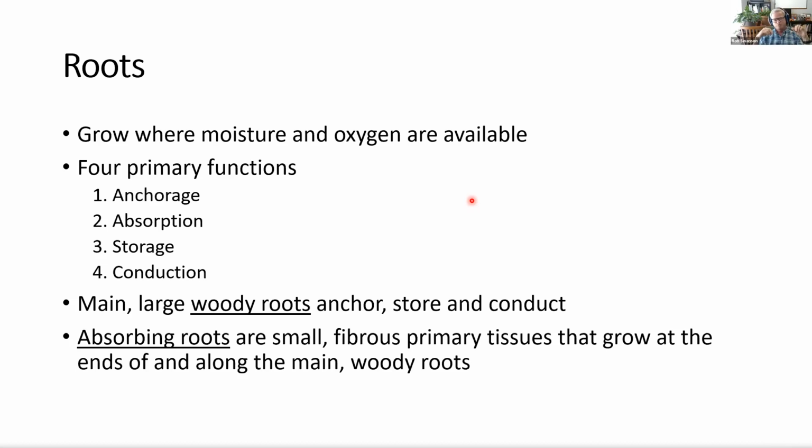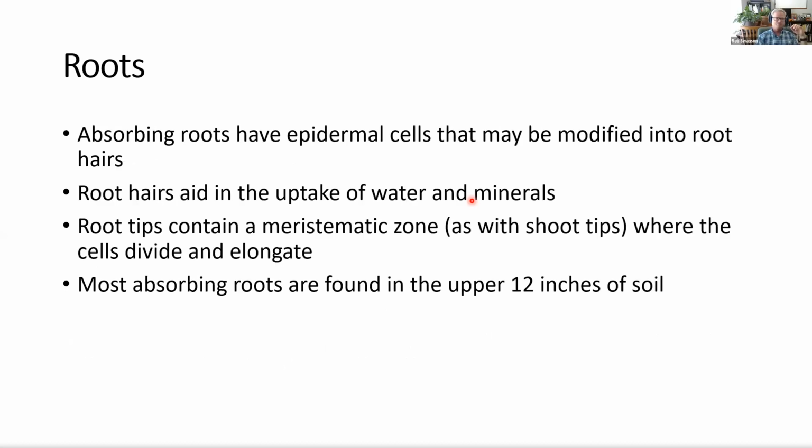When we talk about absorbing roots, these are going to be very small. This is where the fibrous tissue is found. It can grow along the ends of or along a main woody root, but it's a different classification. They'll be obviously different. Absorbing roots have epidermal cells that may be modified into root hairs. Root hairs aid in the uptake of water and minerals. Remember, the more surface area that you have compared to your overall size, the better you are at absorbing things. Root tips contain a meristematic zone, as we saw in the picture at the beginning when we had it under the microscope.